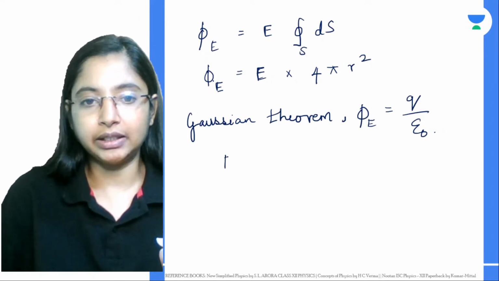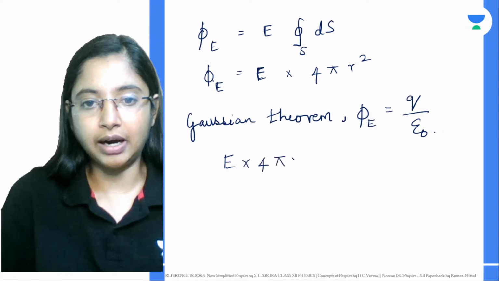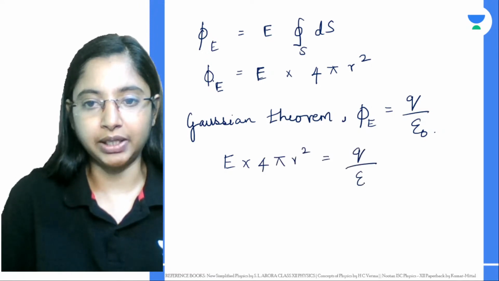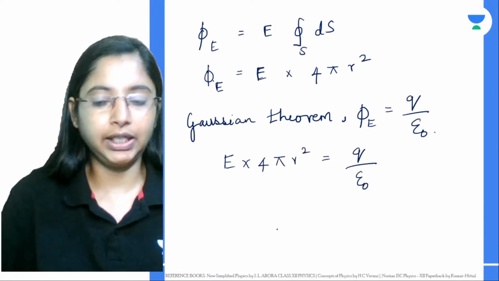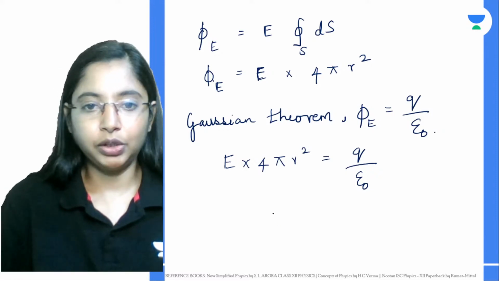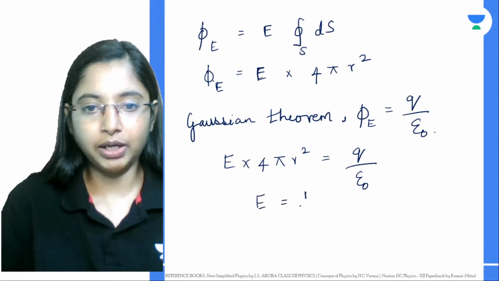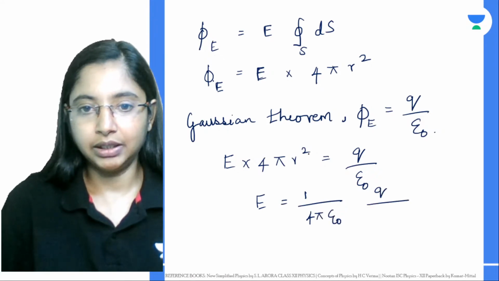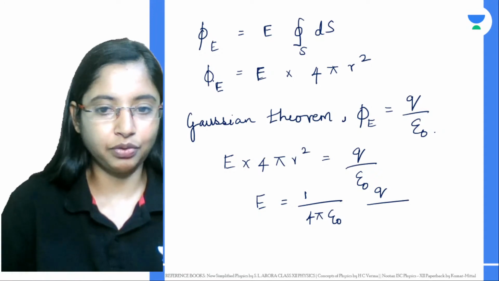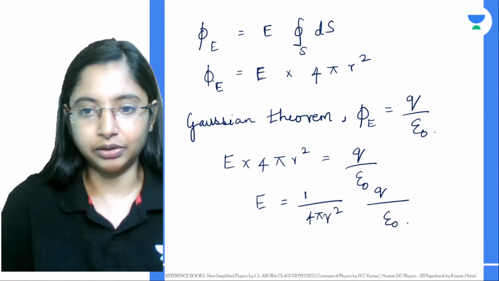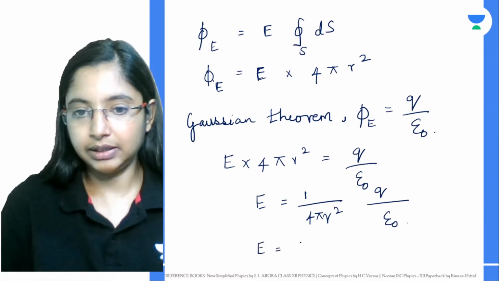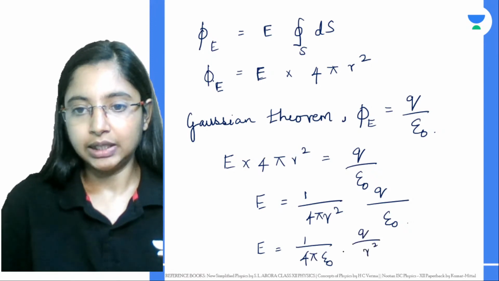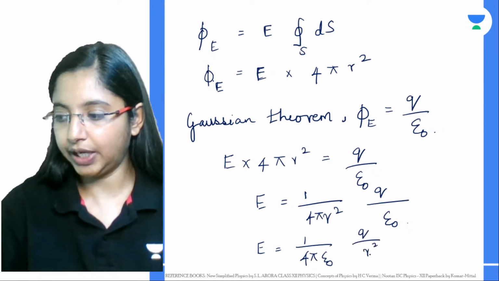From here you can write E into 4 pi r square is equal to q by epsilon naught. Phi is equal to phi, right? You can equate both of them. Now from here, E is basically 1 by 4 pi epsilon naught q divided by r square. I'll just rearrange this and write this as nothing but 1 by 4 pi epsilon naught q divided by r square. This just brings back the electric field equation, right?